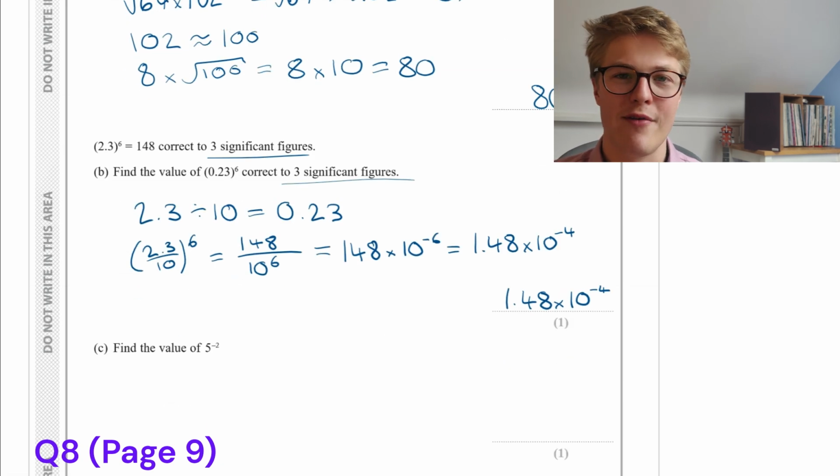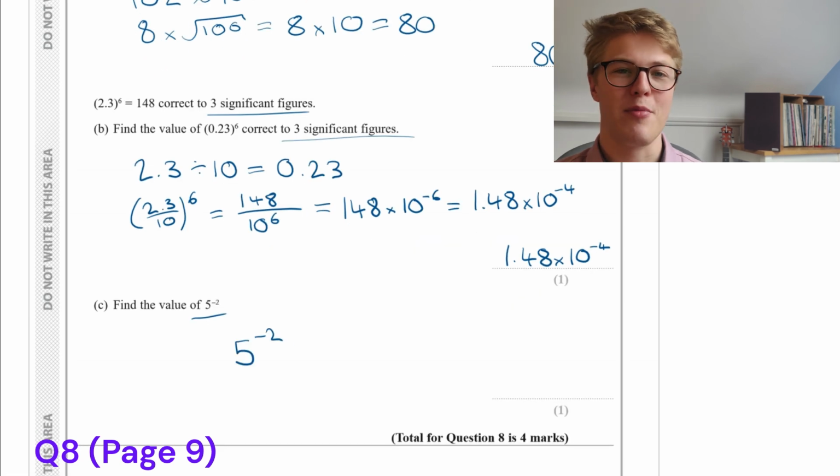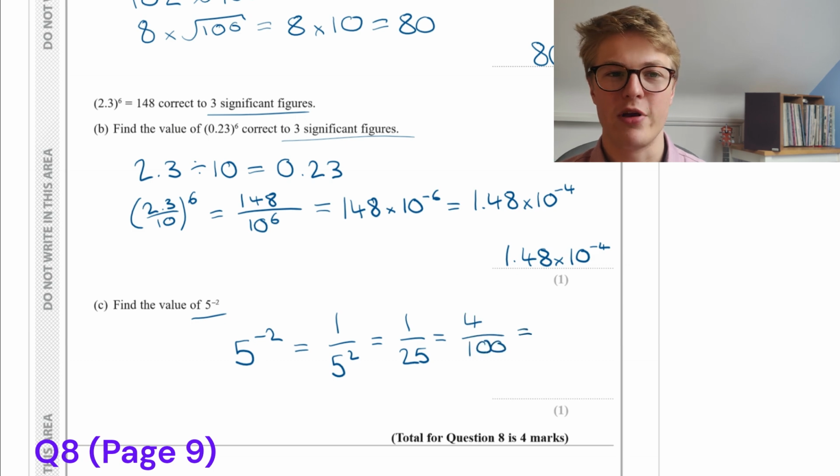Find the value of 5 to the power of minus 2. This is the same as 1 over 5 squared, which is equal to 1 over 25, and when we multiply this out, we can see it's 4 over 100, which is the same as 0.04.